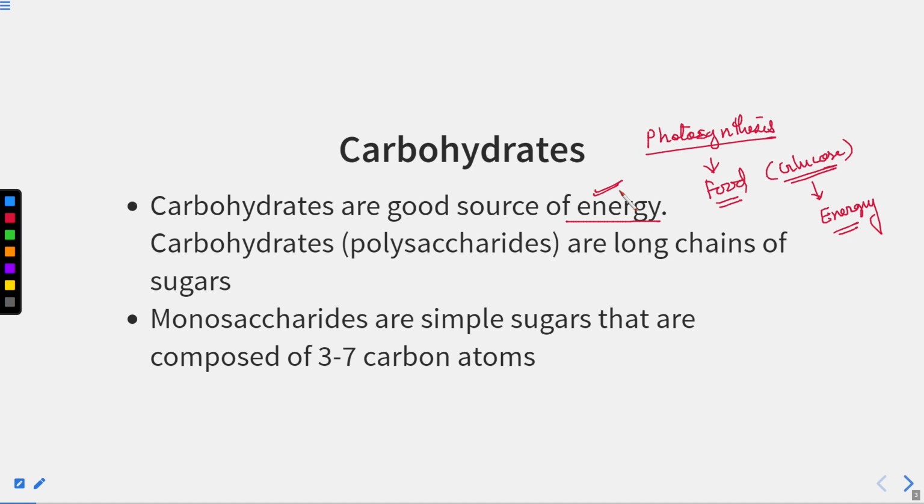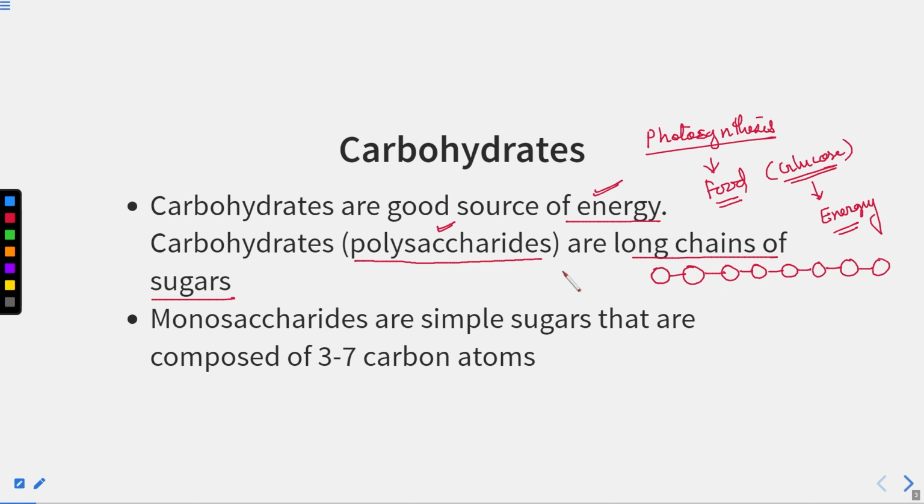Whatever food we are eating, most of it has carbs in it, right? And most of the carbohydrates are polysaccharides. We are going to understand what a polysaccharide is. They are long chains of sugar. So if this is a sugar, then this is a long chain of sugar, like this. This is called a polysaccharide.